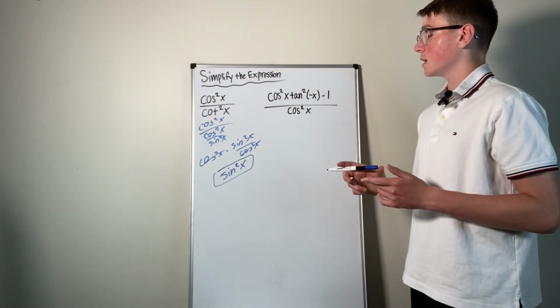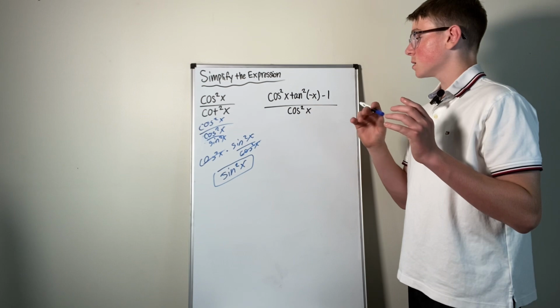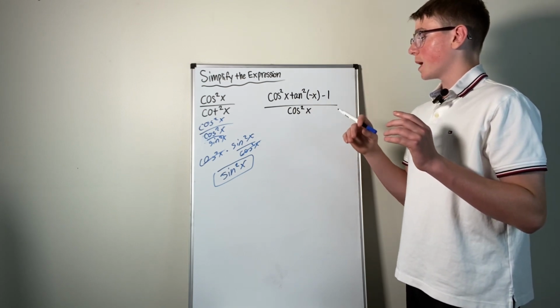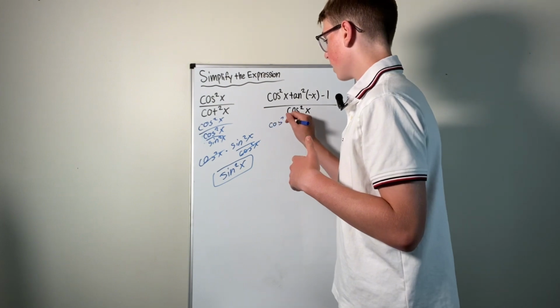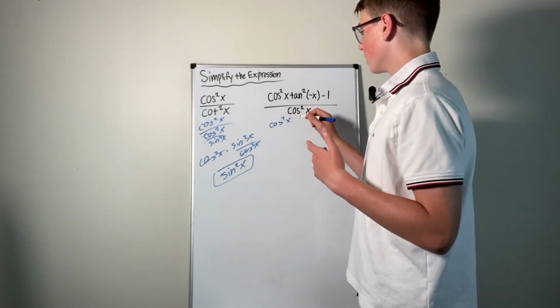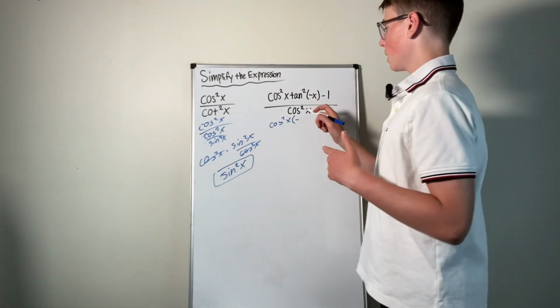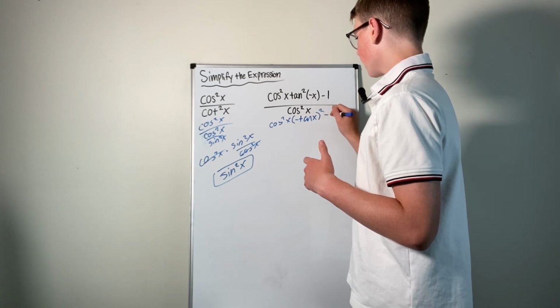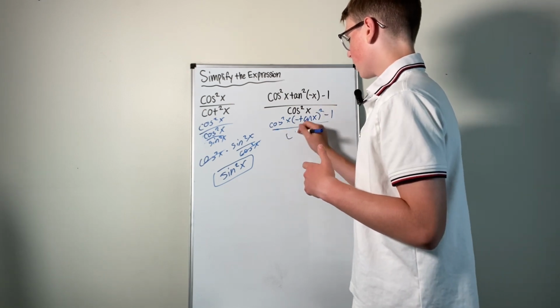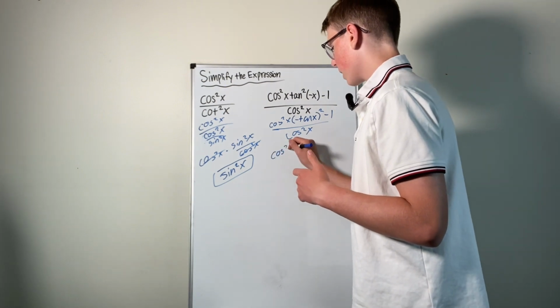Now we have cosine squared x times tangent squared of negative x minus 1, divided by cosine squared x. So we keep this cosine squared x. Then you can pull this negative out of the x. It'll be negative tangent x squared minus 1 divided by cosine squared x. Then you keep this cosine squared x here.